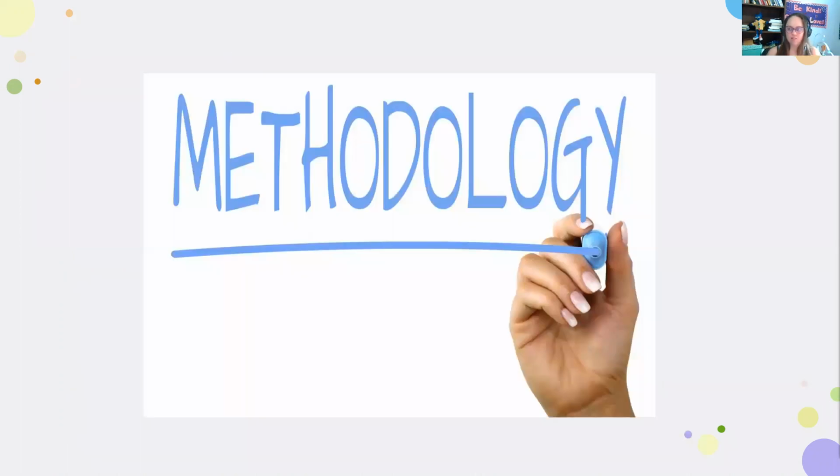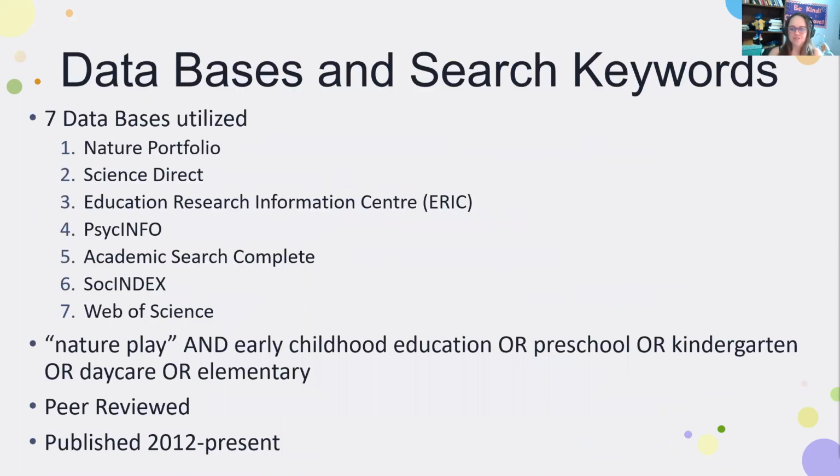The methodology for the research. So I started by using the phrases nature play and early childhood education, or preschool or kindergarten or daycare or elementary. And I used these 7 databases. Also, in my original searches, I made sure that they were peer reviewed and the publications were from 2012 to 2022.